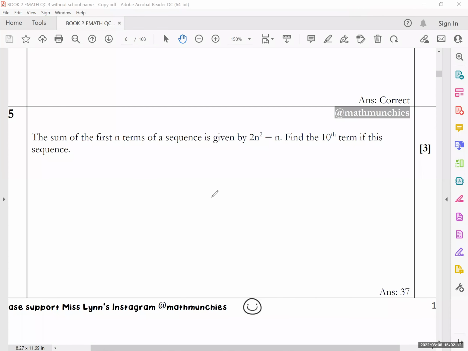So right now, this is a little bit different from your usual one, because over here it says that the sum of the first n terms is given by this. Okay? So what does it mean? Let's put it in English.